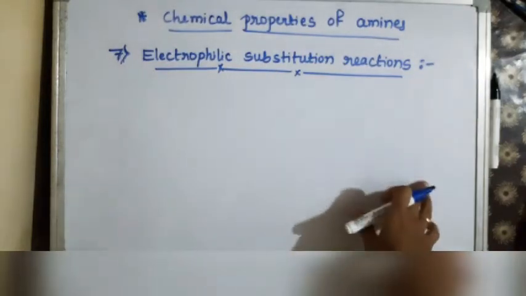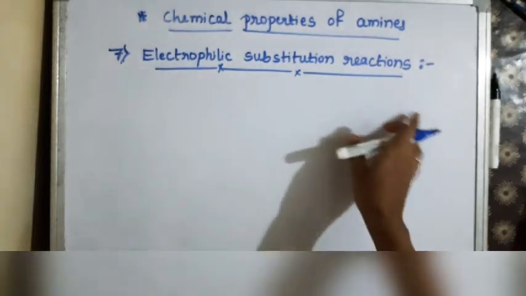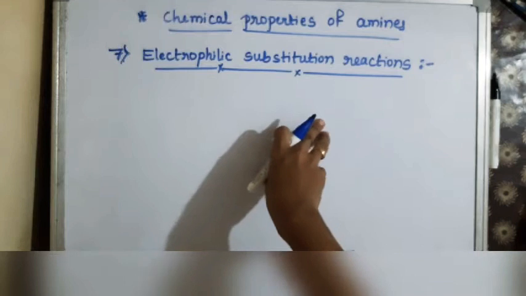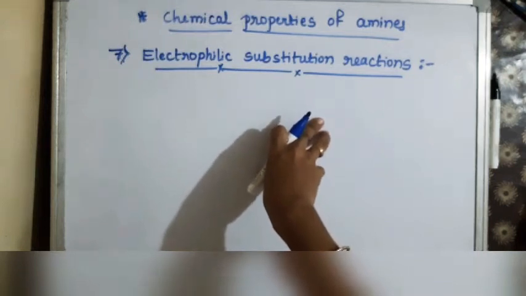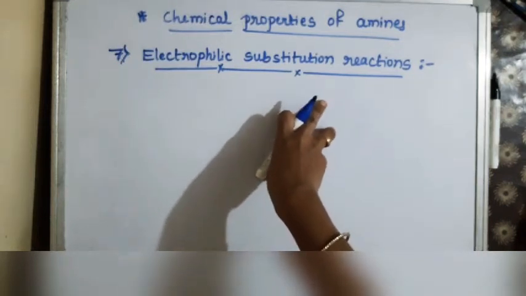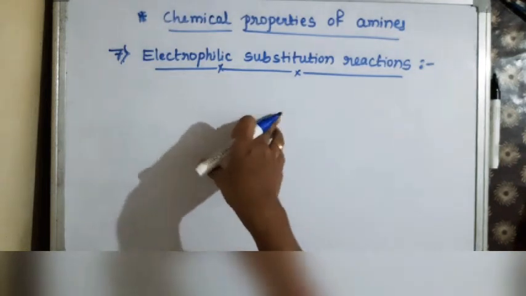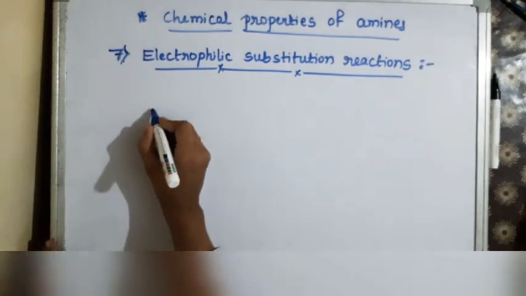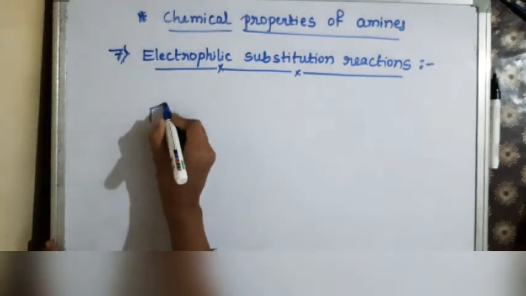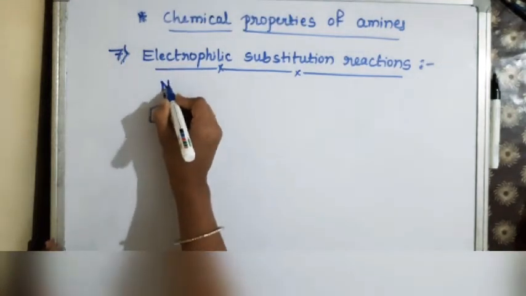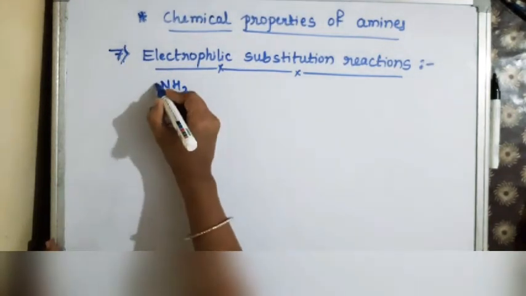The next chemical property of amines is electrophilic substitution reactions. In addition to the reactions of the amino group, aromatic amines also undergo electrophilic substitution reactions, and that is because of the presence of the aromatic ring. You know that aniline shows the following resonating structures, right?